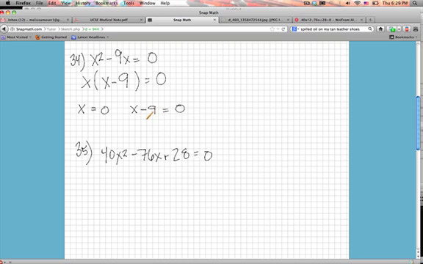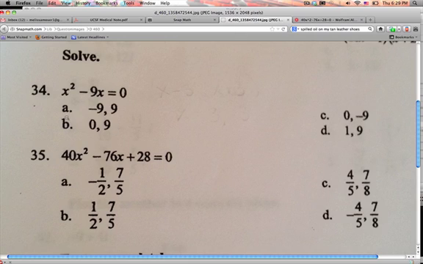For this one, we just need to do a little arithmetic. Let's go ahead and add 9 to both sides. And we'll be left with x on the left-hand side and 9 on the right-hand side. So this is going to be the second solution to our problem. So your set of solutions to this problem are going to be x equals 0 and x equals 9. So it looks like that's going to be B.